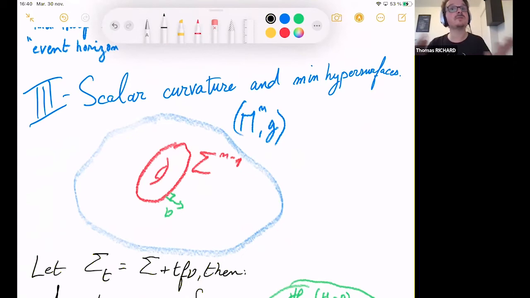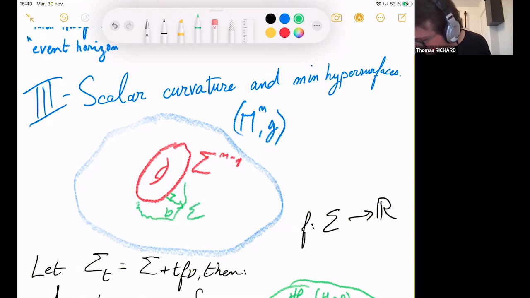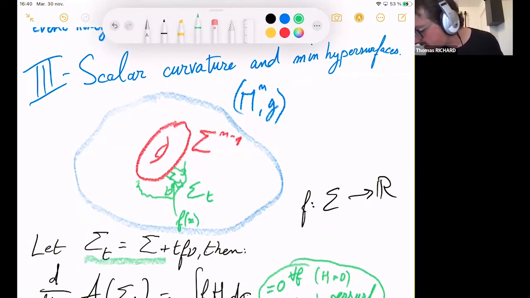Let's try to understand what's going on if I wiggle a little bit my hypersurface. So f will be some function from sigma to R, and then I will move my manifold a little bit to get some sigma_t, and I will move it in the normal direction by f of x. So that's what I mean by this equality. Assume that you're in Euclidean space or in something where that makes sense. You need to be a little bit more careful in manifolds, but that's not a big deal.